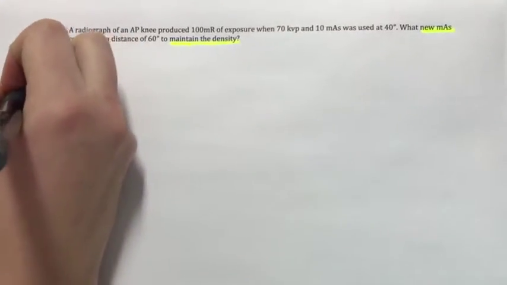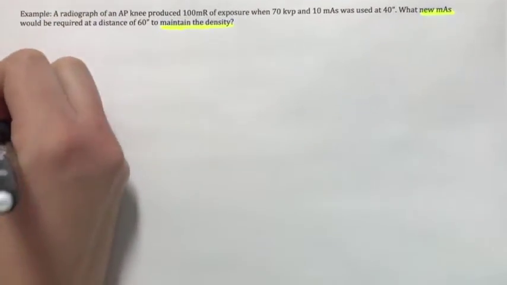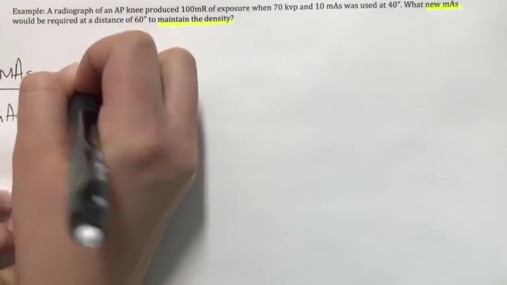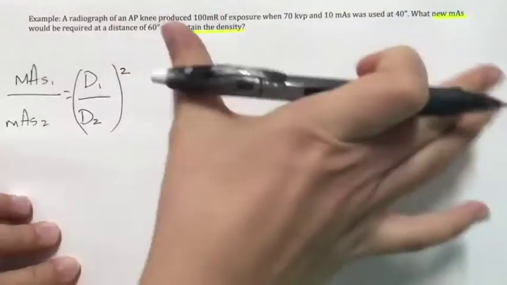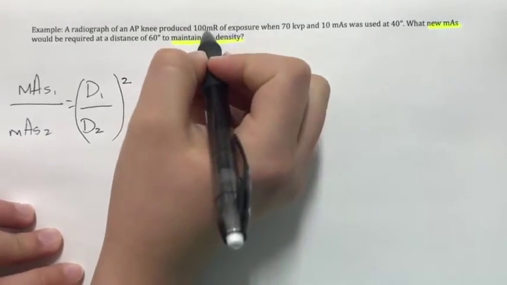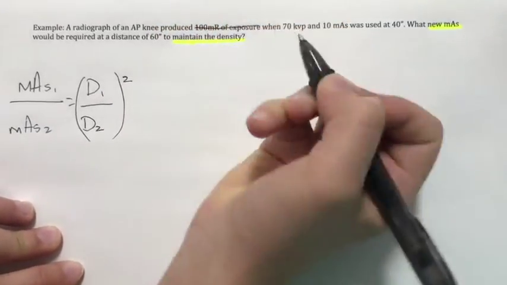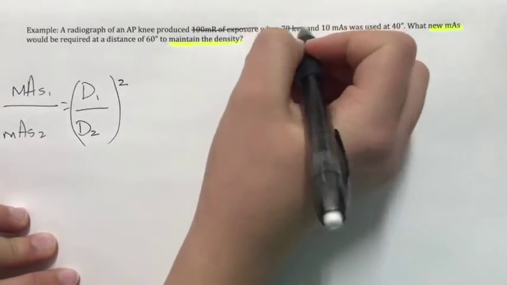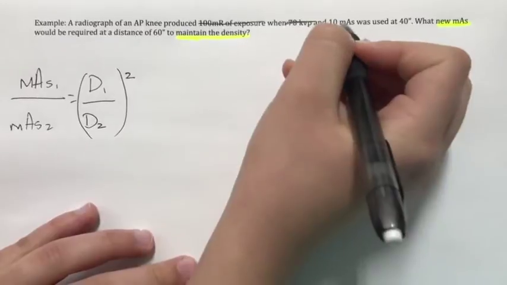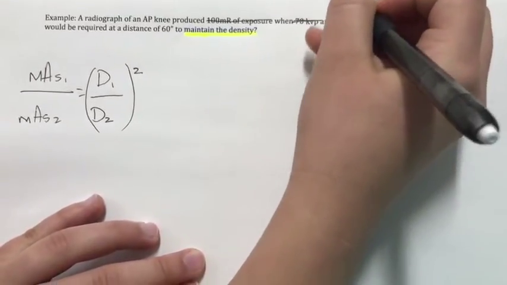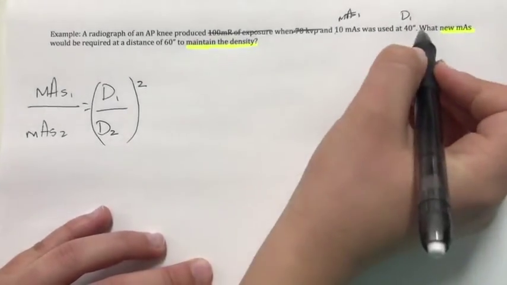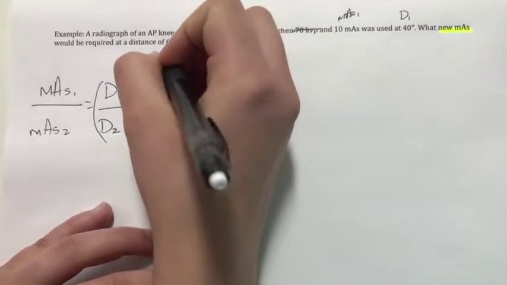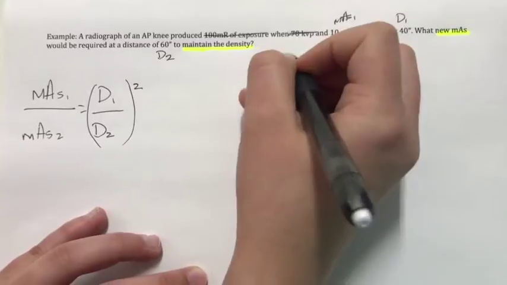So we're going to go ahead and write down the formula, which is MAS1 over MAS2 is equal to distance 1 over distance 2 squared. Now we're going to plug in the numbers that they're giving us into the formula. They're saying here 100 MR of exposure. We don't really need that. That's good to know. We don't need 70 kVp. And 10 MAS is going to be our MAS number 1. Was used at 40 inches. 40 inches is going to be our distance 1. And then it's saying here at a distance of 60. 60 is going to be our distance 2. So what we do not know here is our MAS2. That's what we're going to find out.